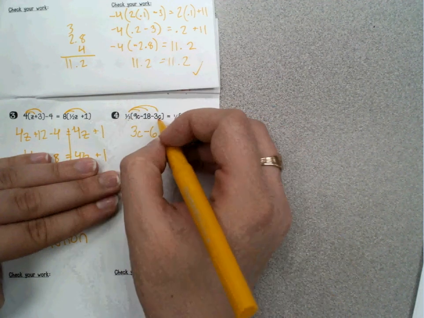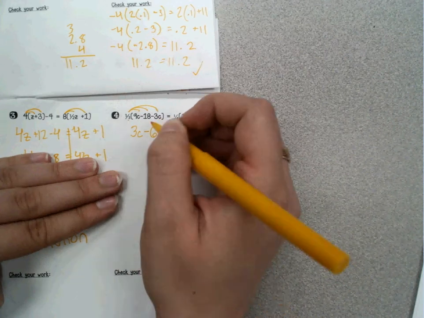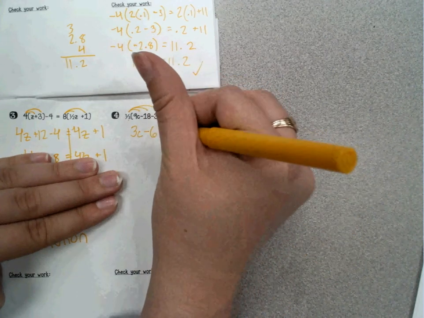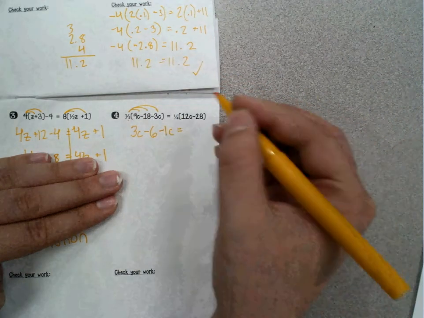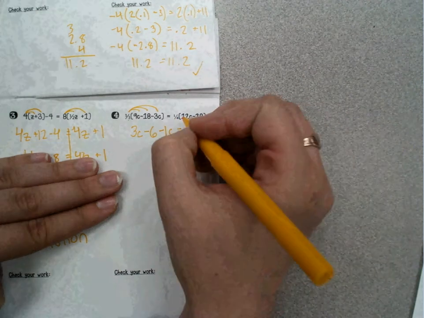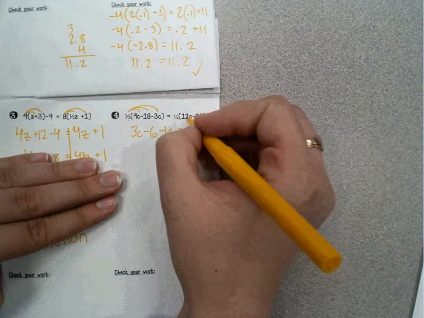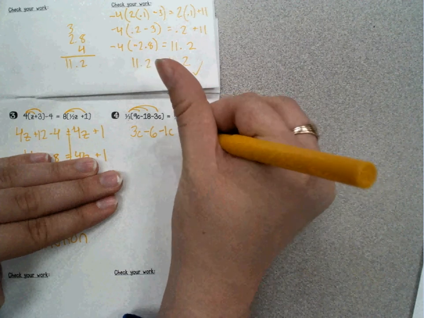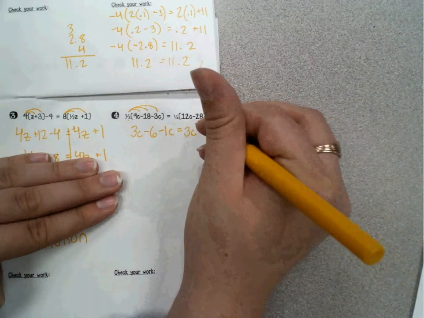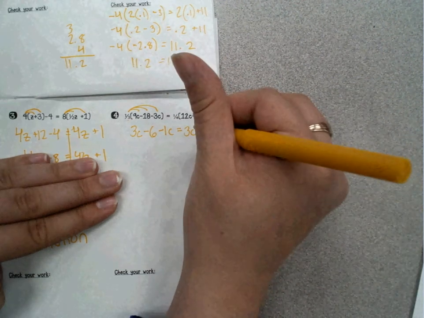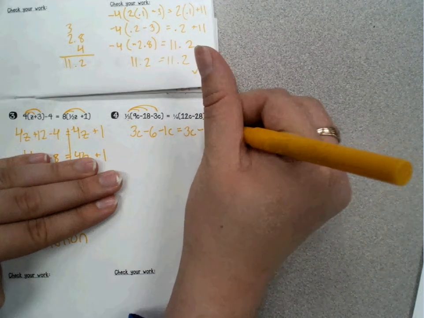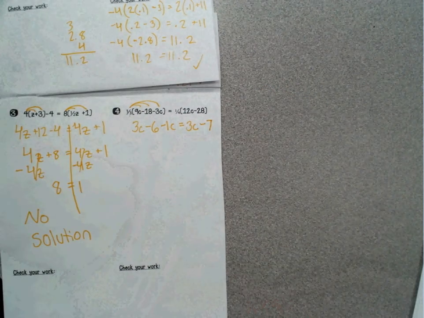And then 1/3 of 3, well, 3 divided by 3 is 1, so it ends up being -1c. And then same thing on the other side. 1/4 of 12 is 3, so we get 3c, and 1/4 of 28, 28 divided by 4 is 7, so we get -7. Go ahead and finish this from here.